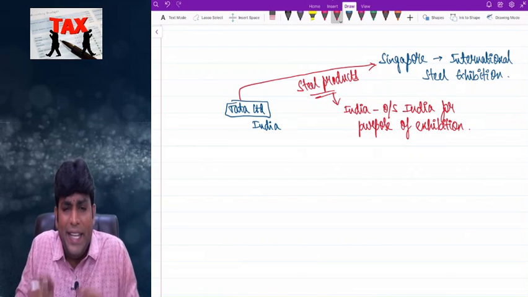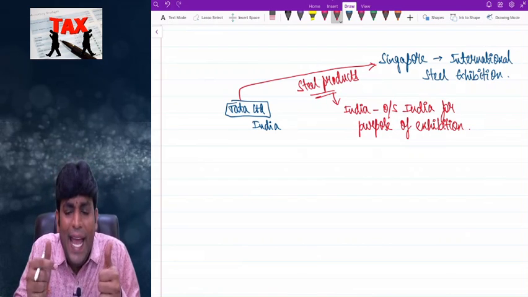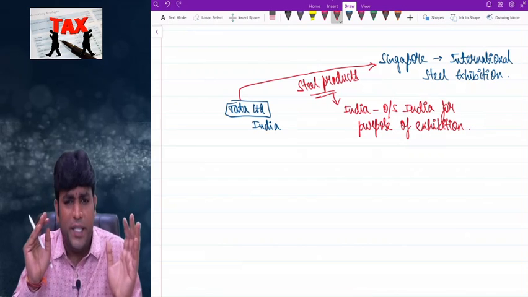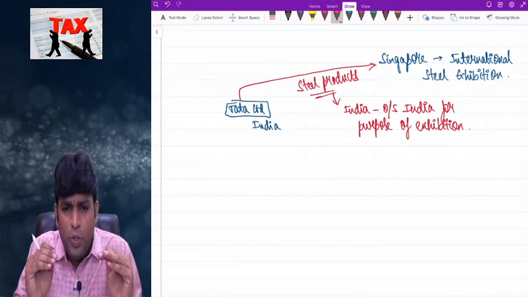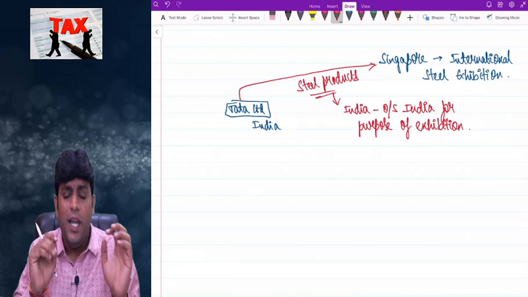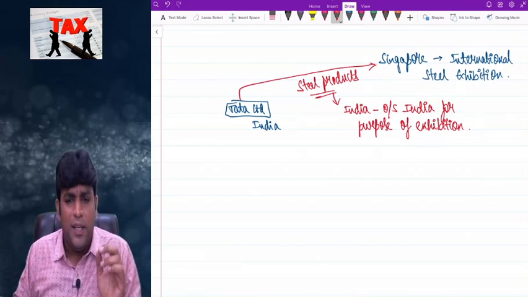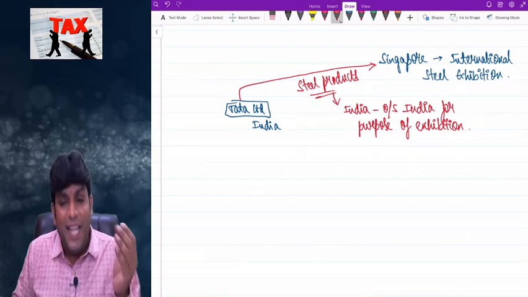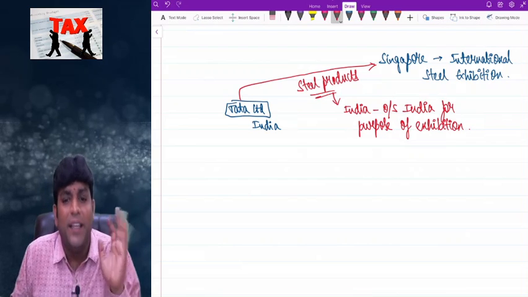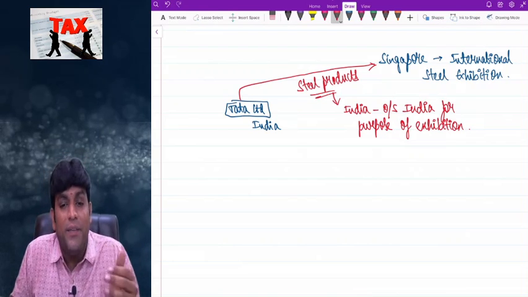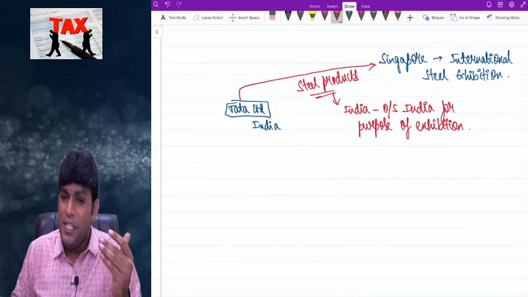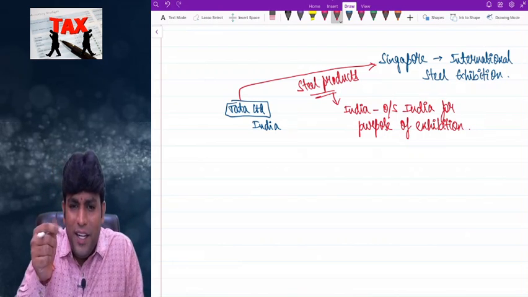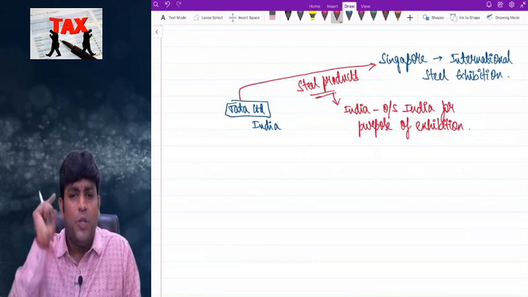And here exhibition is not going to pay any consideration to Tata Limited. When consideration will come to Tata Limited is only when the goods are taken to the exhibition, and in exhibition somebody liked that product and that somebody purchased that product in the exhibition. Then only Tata Limited will actually make some money. That means very clear that there is no consideration flowing from exhibition to Tata.